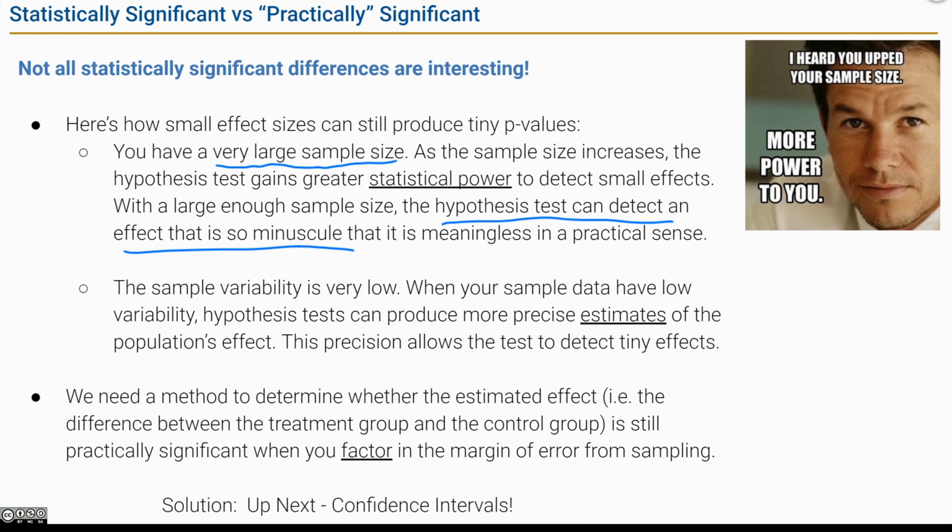But this is really leading us to needing an additional method, right? In addition to these hypothesis tests, we need a method to determine whether the estimated effect is still practically significant when we factor in the margin of error from sampling. And that's really what we are able to capture with the idea of confidence intervals, which is the topic of our next set of videos.